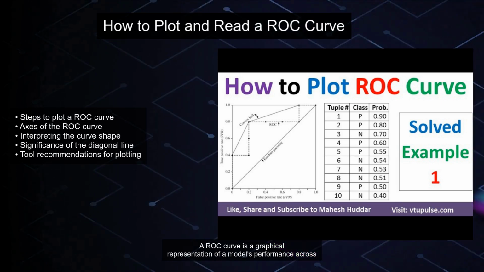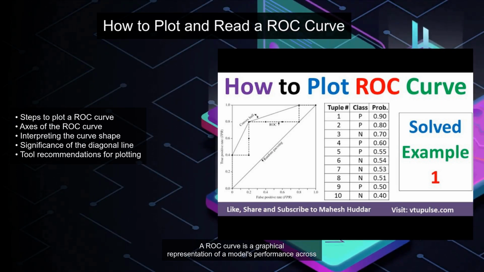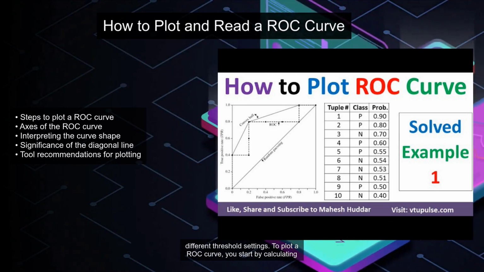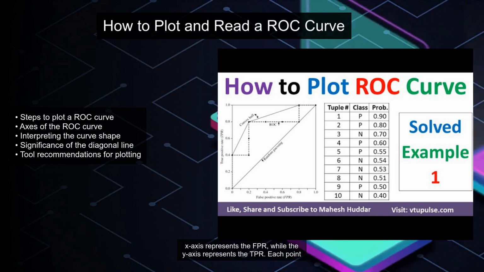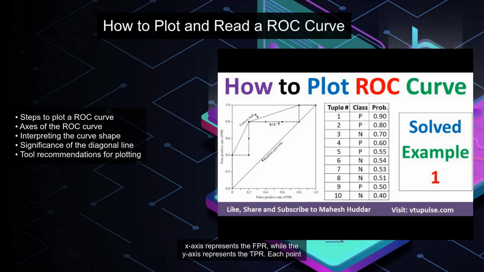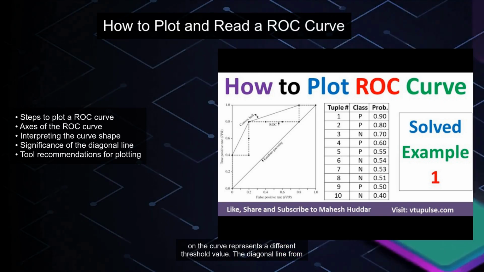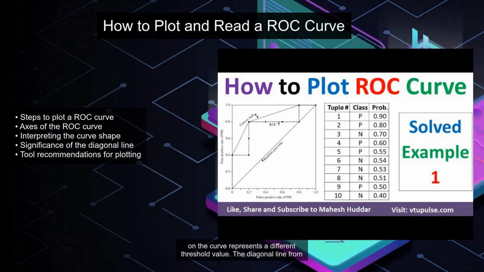A ROC curve is a graphical representation of a model's performance across different threshold settings. To plot a ROC curve, you start by calculating the TPR and FPR for various threshold values. On the graph, the x-axis represents the FPR, while the y-axis represents the TPR. Each point on the curve represents a different threshold value.